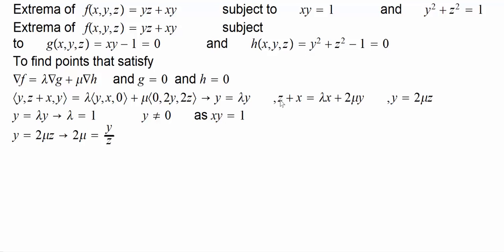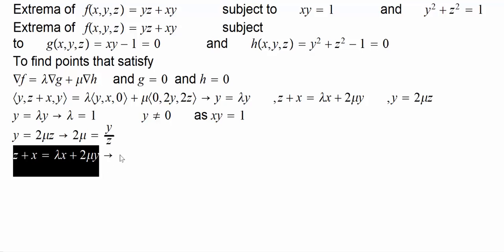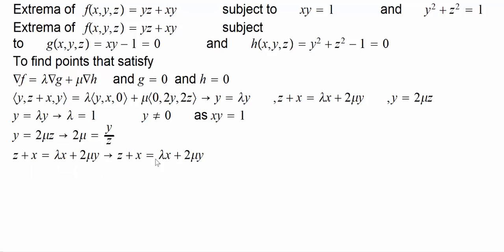Okay, I can play back and see if I said it or I didn't. But anyways, that implies that we have, what do we have? Z, this is a 1, right? And 2 mu is what? Y over z, right? So we will see what we get out of this, and then we are going to substitute those in the original equations, okay?